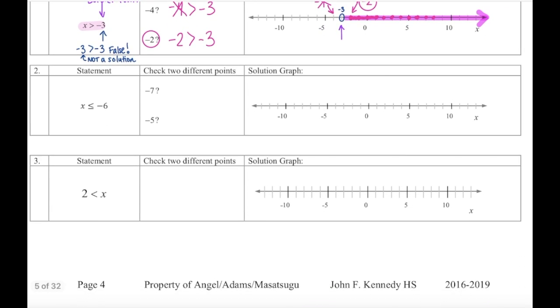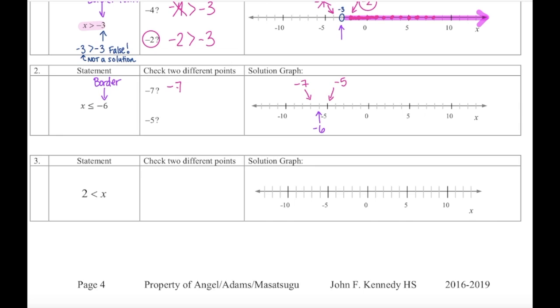So let's try this same process on problem 2. Step 1, identify your border point. This is where my solutions start. And over here, I can see that negative 6 is right there. Step 2, we're going to check 2 points, one from either side. Only one of them will actually be a solution.